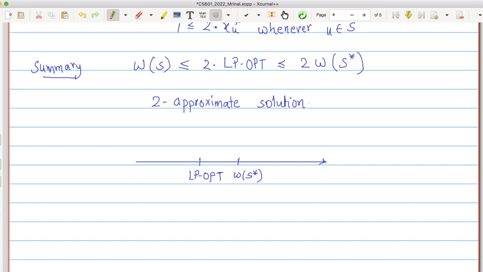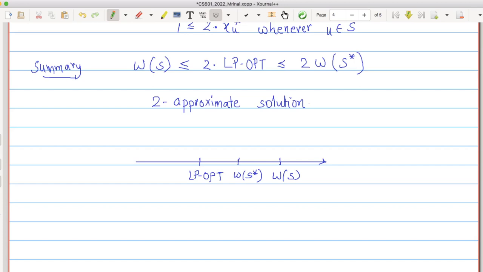So LP optimal is always less than or equal to the weight of any feasible point, and this is because it's a minimization program. And then what we said is that the set V constructed is not very far from the LP optimal. So the set V constructed may be somewhere here, right? So it's not the optimal vertex cover. So its weight might be somewhat higher than S star, right?